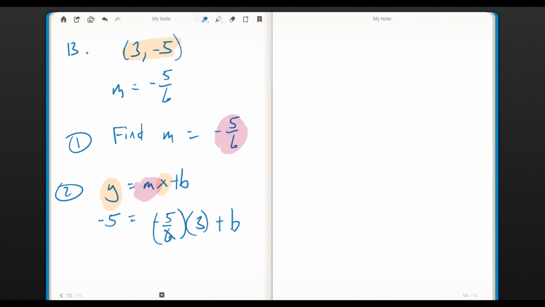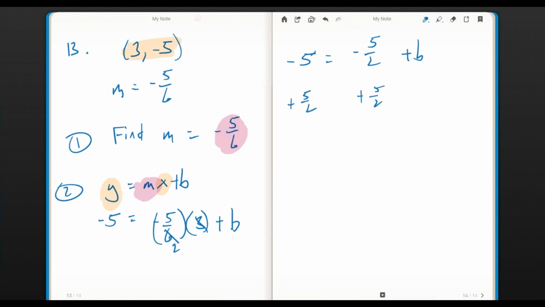When I multiply this, cancel the 6 and the 3, which leaves me with a 2. So I have negative 5 is equal to negative 5 over 2 plus b. I'm going to add 5 halves to both sides. It'll be most convenient to think of this as negative 10 over 2, so I can combine my fractions, and that will give me that b is equal to negative 5 over 2.